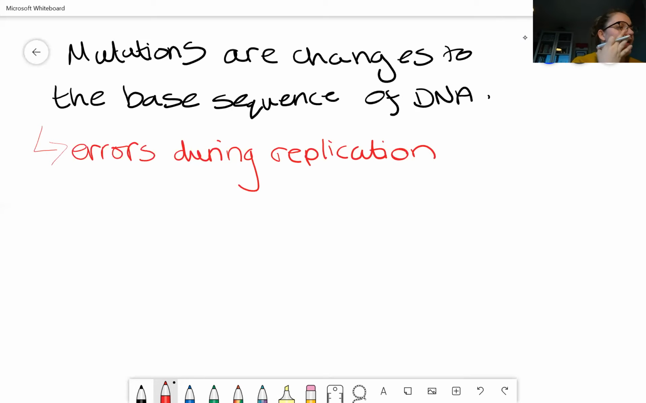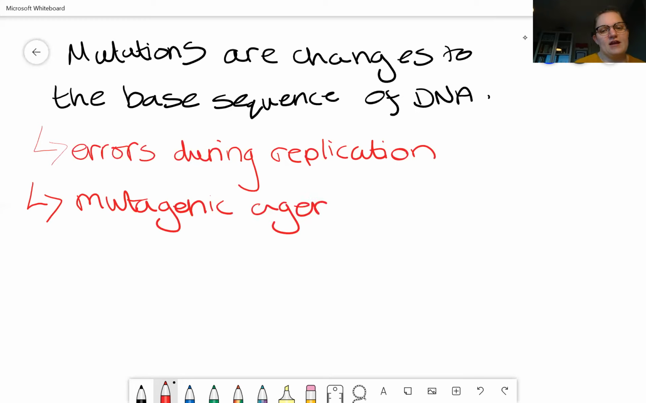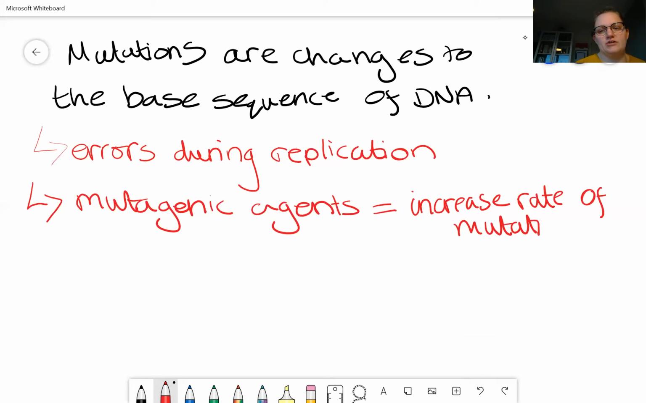And actually the rate of them can change. We can have something called mutagenic agents, and we're going to look at that in a bit. Mutagenic agents can affect the rate. They can increase the rate of mutations.